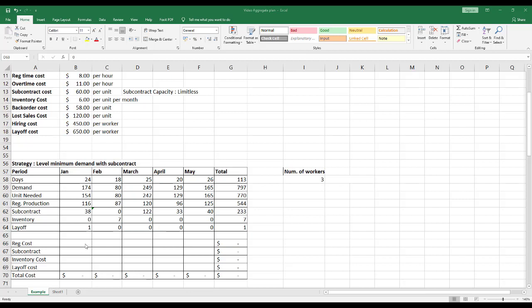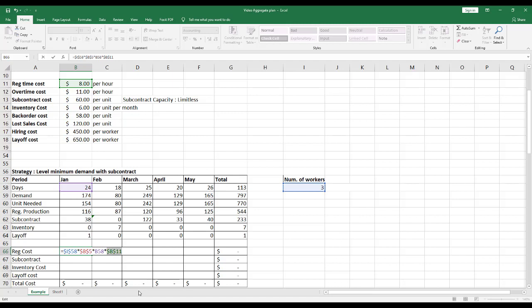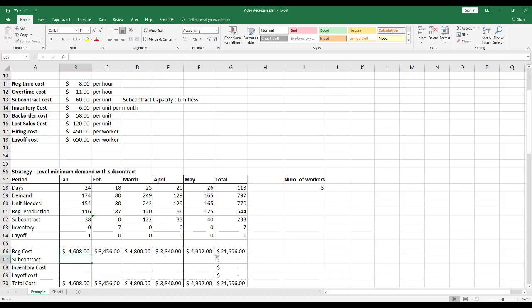After all the production units have been calculated, we can calculate the cost. For regular cost, you have to remember we use 3 workers now to fulfill the demand, times the working hours times the days times the regular working hour cost. And if we want to copy it across to May, you have to lock some of the cells. The subcontract cost is a lot easier: just the subcontract per unit cost times the number of units that you are going to subcontract. Inventory cost also.